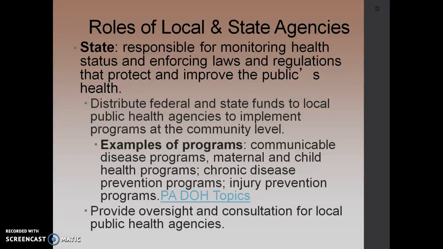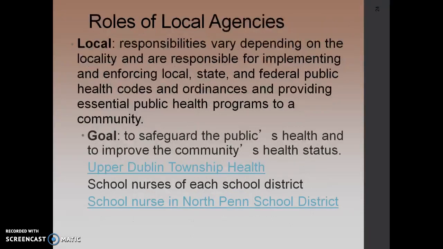And then this last one is to provide oversight and consultation for local public health agencies. Local agencies often have a professional nurse or physician working there, but who aren't heavily working in public health. And so they have volunteered or they've been voted in, and so they can get information from the state health agency.